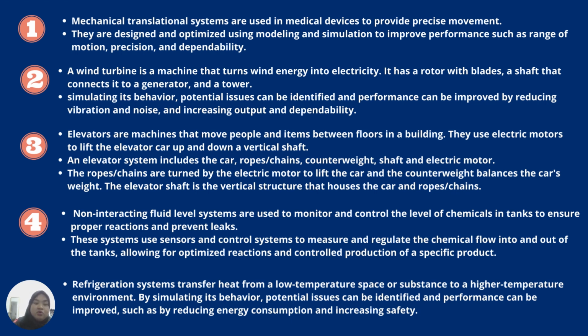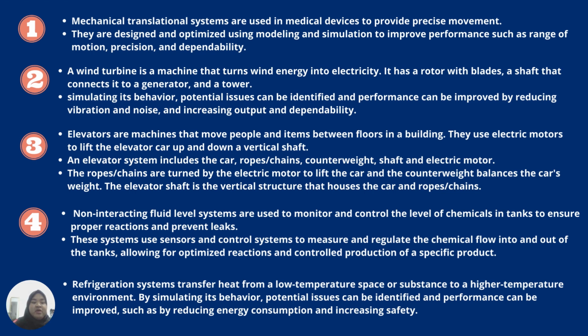They use electric motor to lift the elevator car up and down in the vertical shaft. An elevator system includes the car, ropes and chains, counterweight, shaft and electric motor. The rope chain are turned by electric motor in the lift car, and the counterweight balances the car's weight. The elevator shaft is vertical structure that houses the car and ropes and chains.